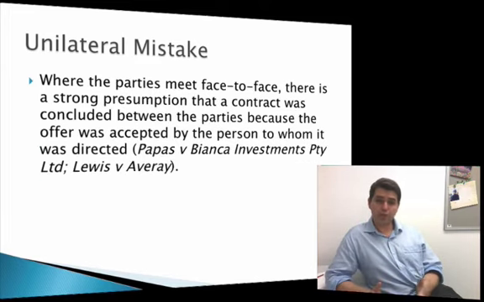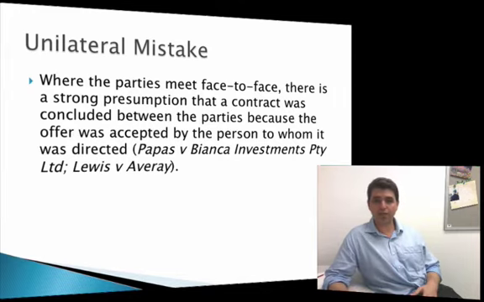The general rule is if people have met face to face, that you can't make this out. You actually knew who you were contracting with. So most of these cases are going to involve people actually not meeting face to face if you're going to be able to make out unilateral mistake based upon the identity of the person that you're actually contracting with. Let's look at the case of Cundy and Bevington and Lindsey.